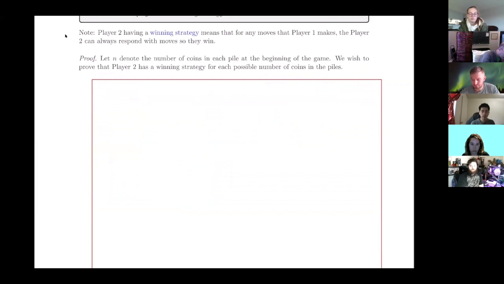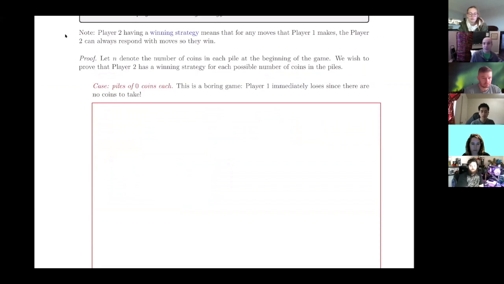So let's lay this out and try thinking about different cases. The simplest case would be a game with 0 coins each, and player 1 would lose because there are no coins to take.